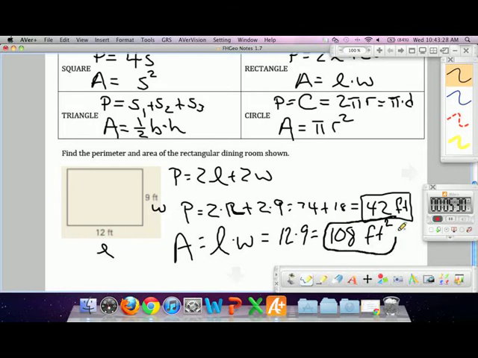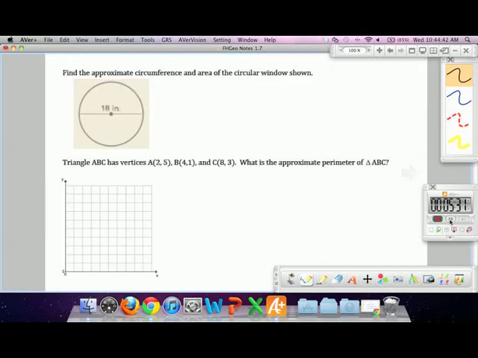Find the circumference and area of the circle. Circumference has two formulas, either 2 pi r or pi times the diameter. 18 is described here as the diameter. It goes all the way across. If 18 is the diameter, what's the radius? 9.